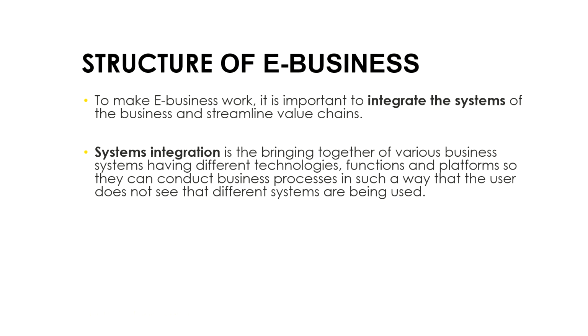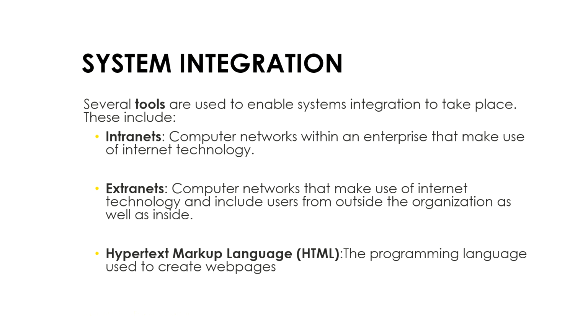Now, the structure of e-business, right? To make e-business work, it is important to integrate the systems of the business and to streamline value chains. So systems integration is the bringing together of various business systems having different technologies, functions, and platforms, so they can conduct business processes in a way that the user does not see that different systems are being entangled or being used. Now, there are several tools to enable systems integration.